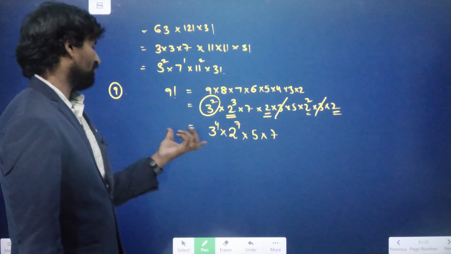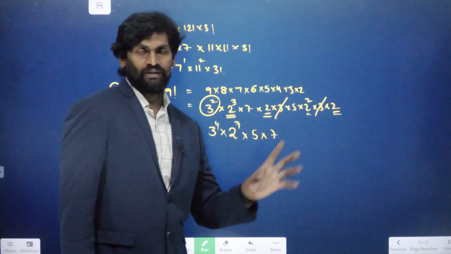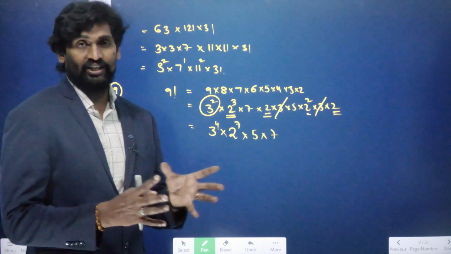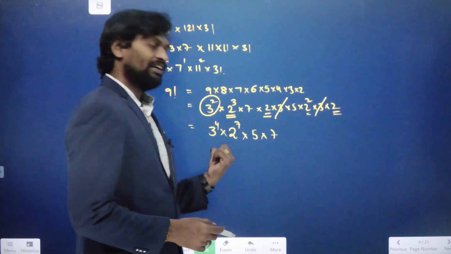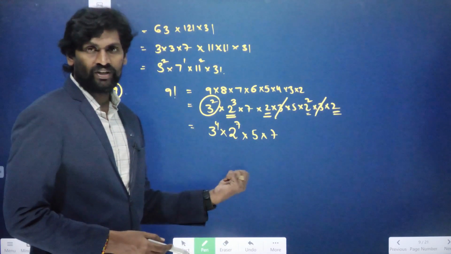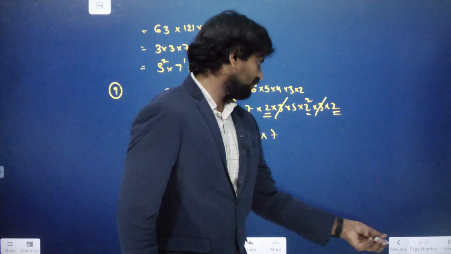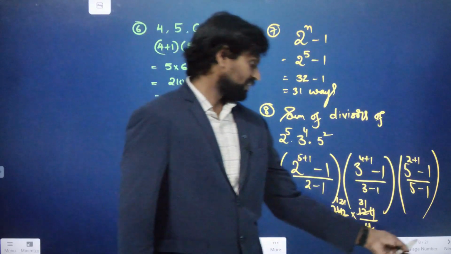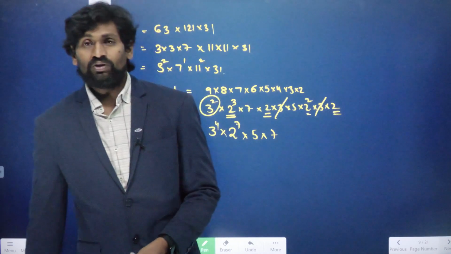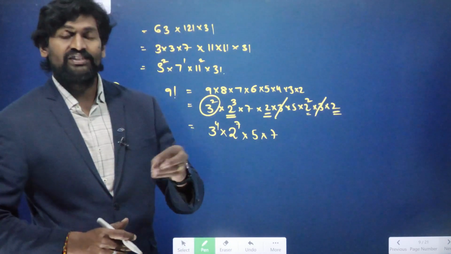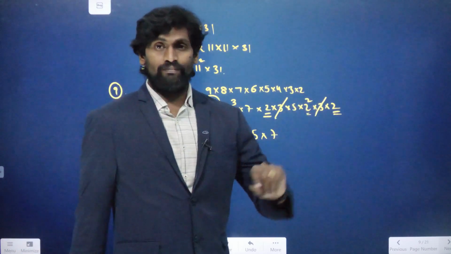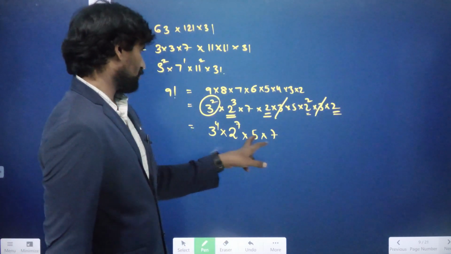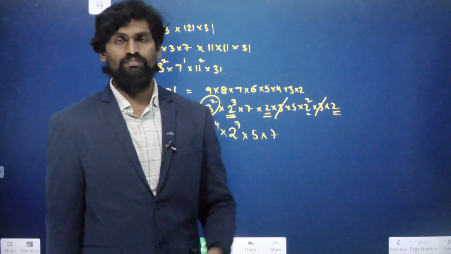So 9 factorial we are going to express as a product of its primes, but among them we should take only the odd numbers. The sum of all factors we can directly take as (p1 power n1 plus 1 minus 1) by (p1 minus 1), that formula. As in the previous problem we discussed, the same formula we can use. But you are asking about the factors made from odd primes only, not even numbers. So the primes with odd numbers here are 5 and 7.